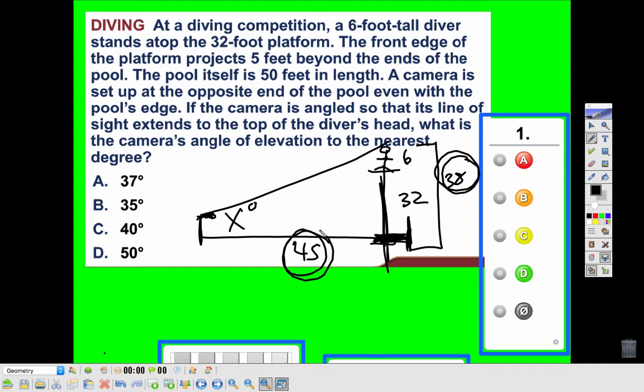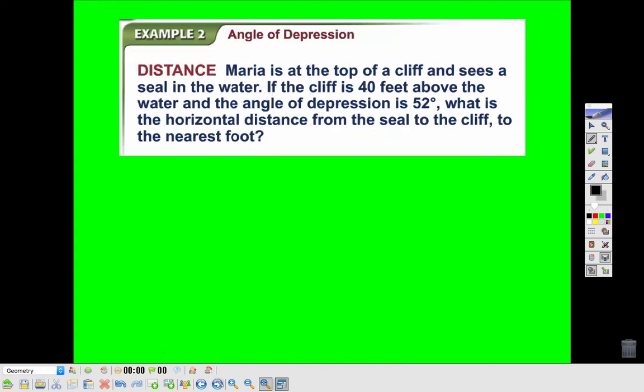So we have opposite over adjacent, which goes with the inverse of tan, because we're trying to find the angle. The opposite is 38 over 45, which gives you 40.1 degrees, which is 40 degrees rounded to the nearest degree. So be careful with the way you draw it out and set it up.